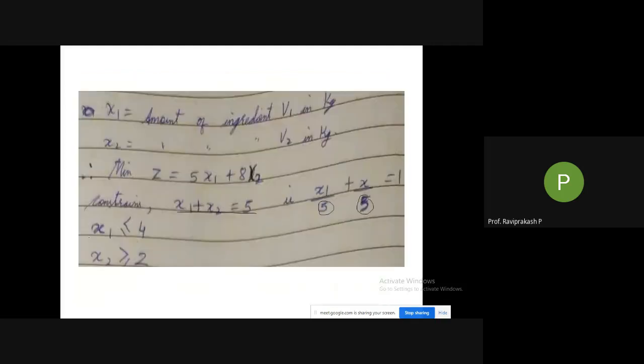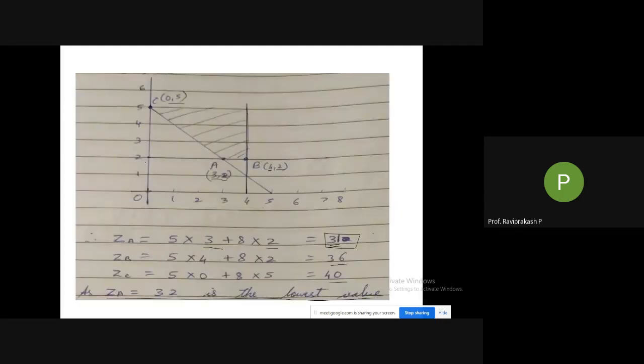Then I'll go back again. So what is the next constraint? X2 greater than or equal to 2. Okay, so this greater than we'll see later, but take it as equal to first. So x2 is equal to 2. Where is x2? x2 is on the y-axis. So at 2, I am drawing this particular line.